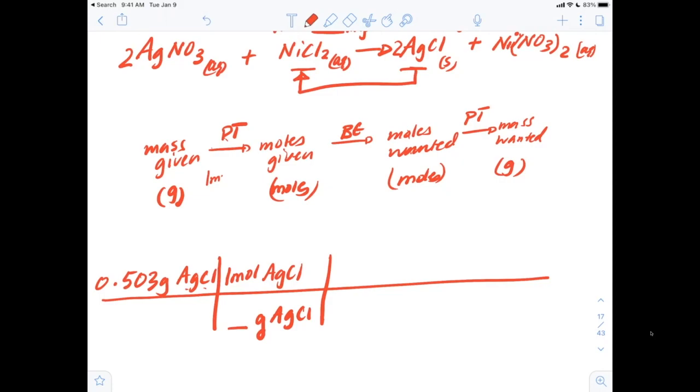AgCl, AgCl. I found Ag. Ag silver is 107.87, I'm kind of rounding this up, so 108, plus Cl. Cl is 35.45. Okay. So in 1 mole of AgCl, we have 143.45. Did I make that? Yay! Barely, right? 143.45 grams per 1 mole of AgCl. This is my periodic table conversion.